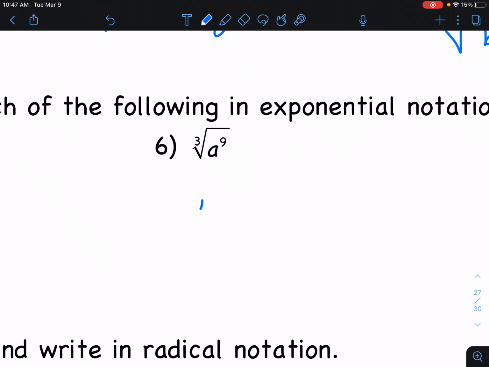And let's do this one. This would be a to the power of 9/3. This is a fraction. 9 divided by 3 is 3, or 3 over 1, which is still 3.